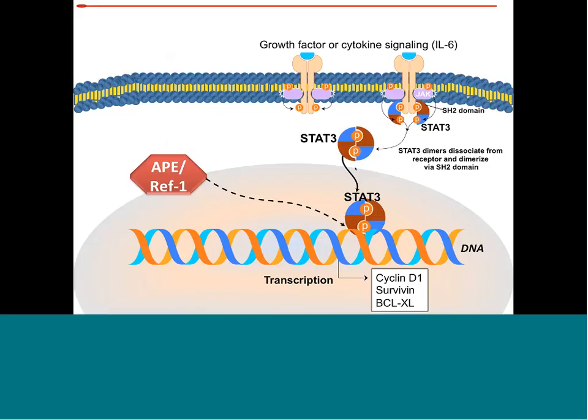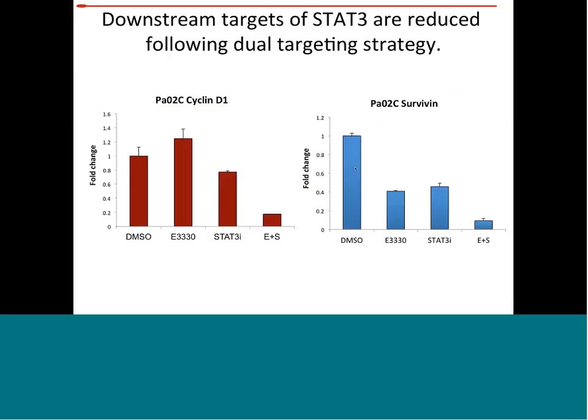We also wanted to see what some downstream targets would look like, and so we just chose some well-established STAT3 targets such as cyclin D1, survivin, and BCL-XL, and this is just some of the data in one of the patient-derived cells. You can see that at doses that don't kill and don't do much for migration, we don't see much change in cyclin D1 expression. However, when you combine the two, now you're seeing cyclin D1 go drastically down.